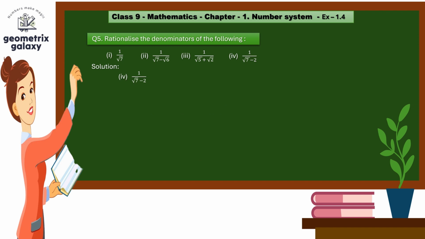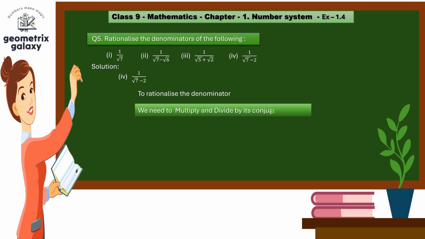Fourth subdivision is 1 by root 7 minus 2. The same process. What is the conjugate of root 7 minus 2, students? Yes, it is root 7 plus 2. So we need to multiply and divide 1 by root 7 minus 2 by root 7 plus 2. The numerator value is 1 into root 7 plus 2 is equal to root 7 plus 2, and in the denominator root 7 minus 2 into root 7 plus 2 is equal to root 7 square minus 2 square.